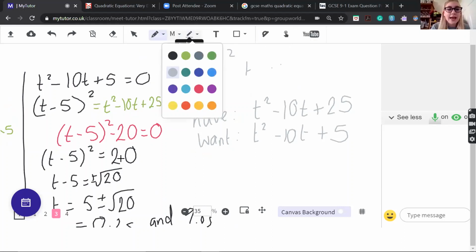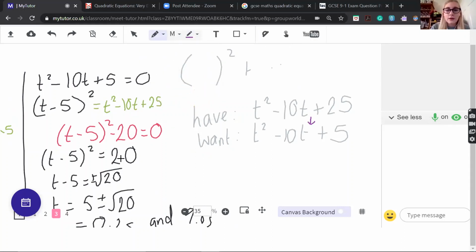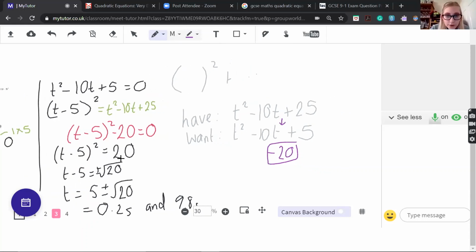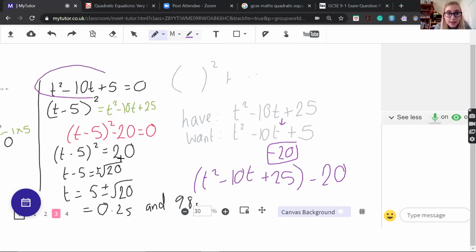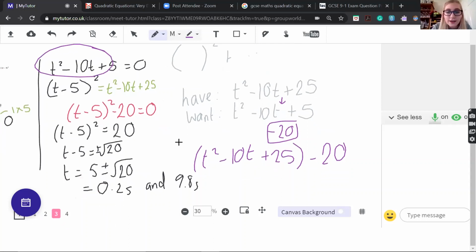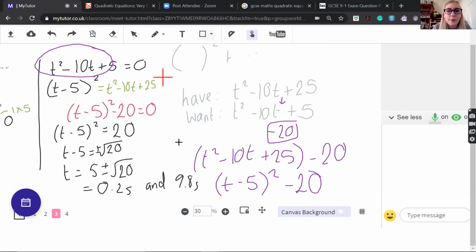So the question is, how do we get from here to here? Well, the t squared and the t's are the same, so it's just how do we get from 25 to 5? Well, we minus 20. So that basically means that what we want is t squared minus 10t plus 25 minus 20. That gives us this. And we know that t squared minus 10t plus 25 is what we've just done. It's t minus 5 squared. Hopefully that makes sense. It's basically how you get from the constant that we have to the constant that we want, and you do that by subtracting 20.